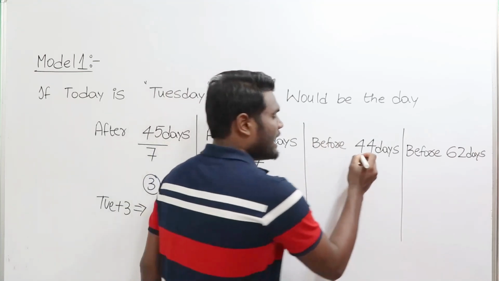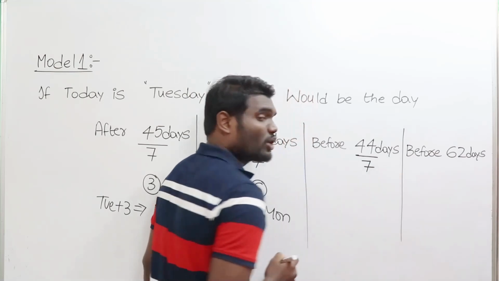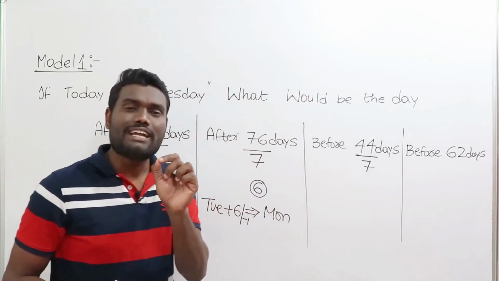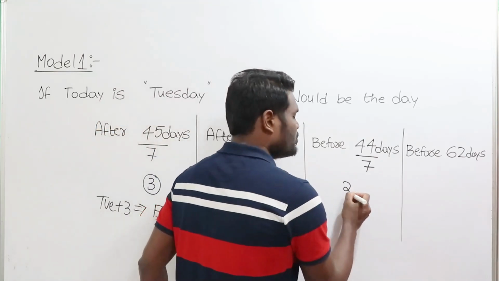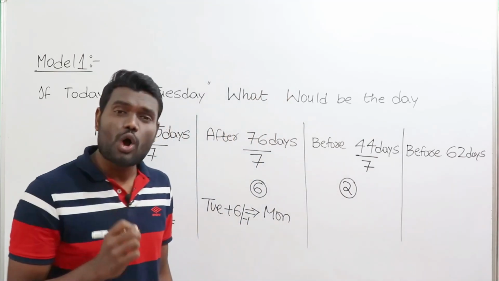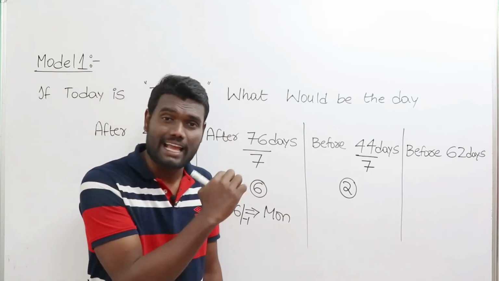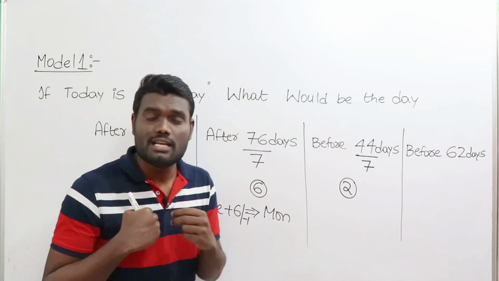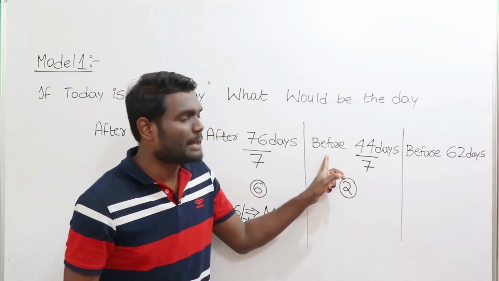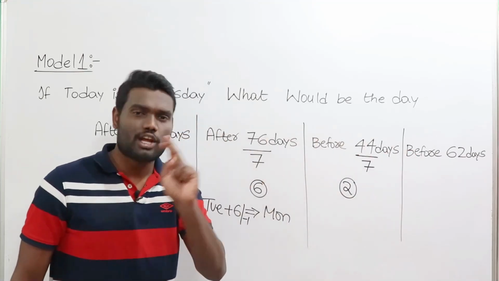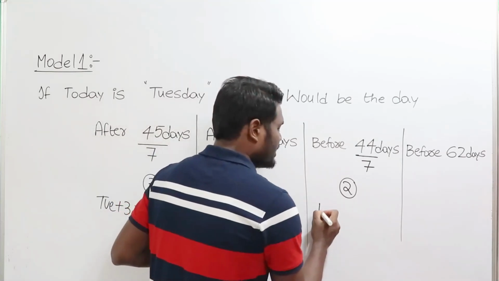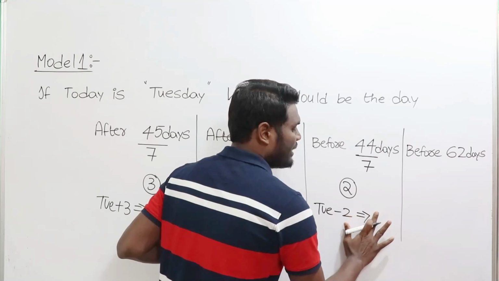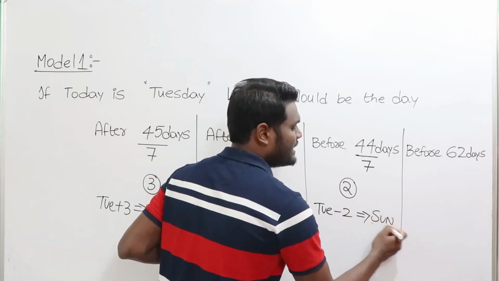Before 44 days. In 44 days, how many odd days are there? 7 times 6 is 42. 44 minus 42, the remainder is 2, which means we have 2 odd days. As we have 2 odd days, now we need to go 2 days back. It's not front. Why? Because those were after, so that is the reason I was moving forward. But this is before, so I need to go back, not front. Okay. So this is going to be Tuesday minus 2. So Tuesday minus 2, we can say that the day is going to be Sunday.